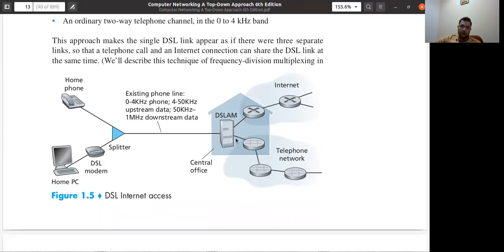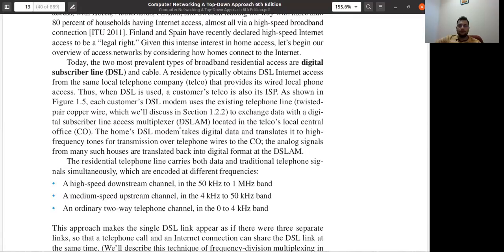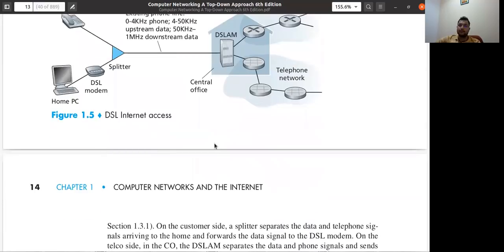So at the central office, there is the DSLAM, the digital subscriber line access multiplexer. So here also the job is the same, sort of a splitter like at your end. They divide, but on a big scale, because there are several subscribers and the DSLAM has to do it for all the subscribers. So that's how a home network can have access to the internet service provider, and systems can have access to the internet service providers.